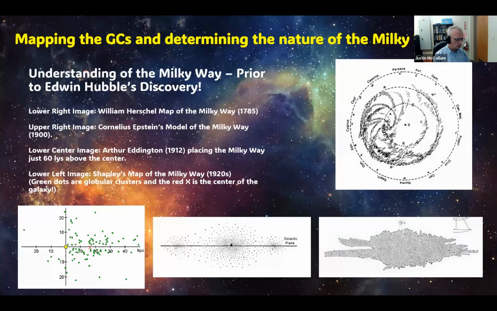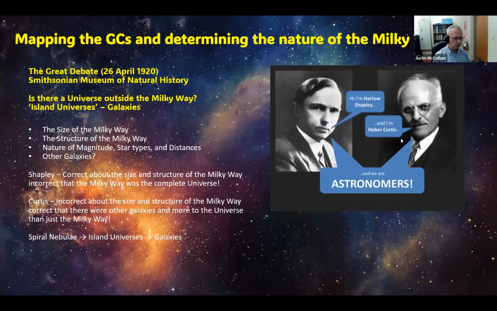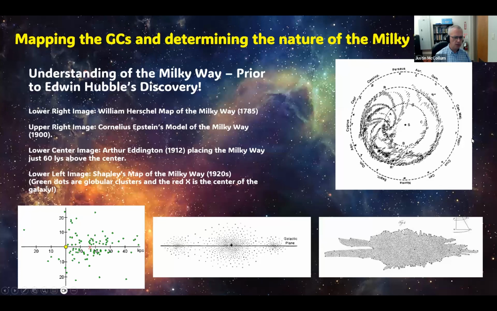Now, coming to here is Shapley's map here of all these little green dots. All these little green dots are plotted around this X square right there, which is the center of our galaxy. This is an older map made by Arthur Eddington, which placed the Milky Way about 60 light years above the center. Here's William Herschel's work. This is where, if we go back to this man, Curtis, this was his view of the Milky Way. This was a pretty strange view where we had the sun in the center of the Milky Way and everything was lopped over to one side.